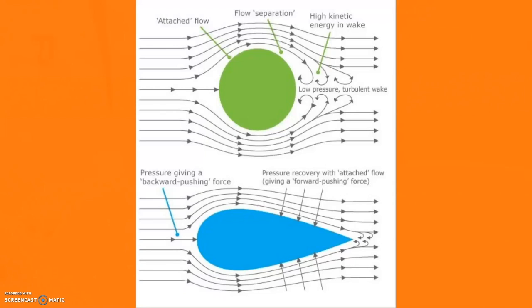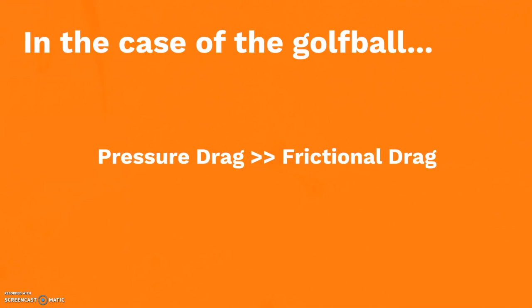So what can we do to help reduce pressure drag? This is where the concept of dimples come into play. When dimples are added to a golf ball, frictional drag is increased while pressure drag is decreased. However, in terms of impact, the effect of pressure drag on a golf ball's movement is much greater, so we will ignore how frictional drag affects the golf ball.